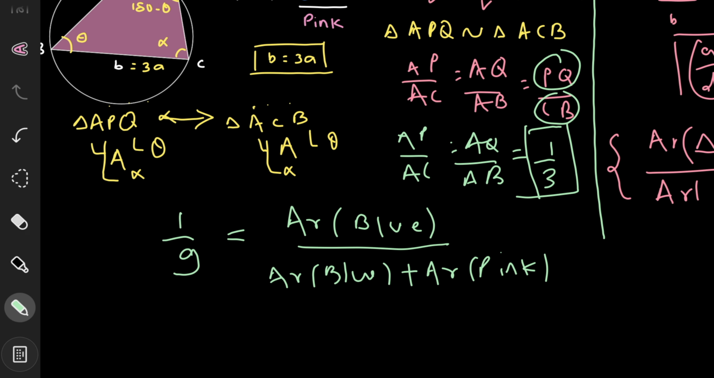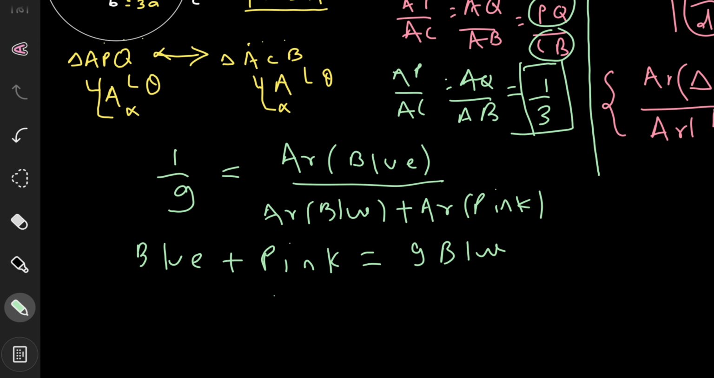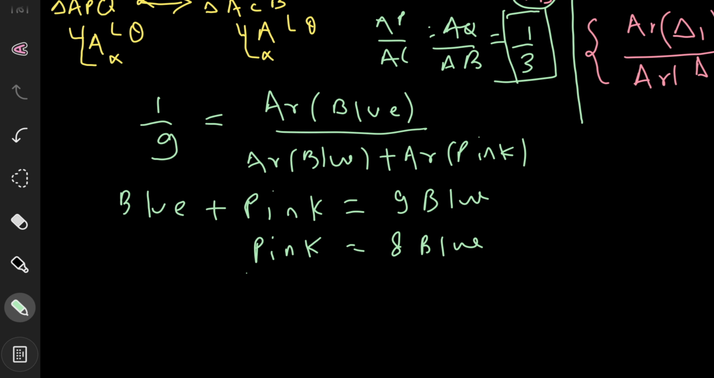Now I will do the cross multiplication, so I will get blue area plus the pink area is going to be equal to 9 times the blue area. Now I will simply subtract blue area from both sides. So on the left hand side we will remain with only pink area, and this equals 9 times the blue area minus blue area, that is 8 times the blue area. Now I will divide both sides by 8 times the pink area.